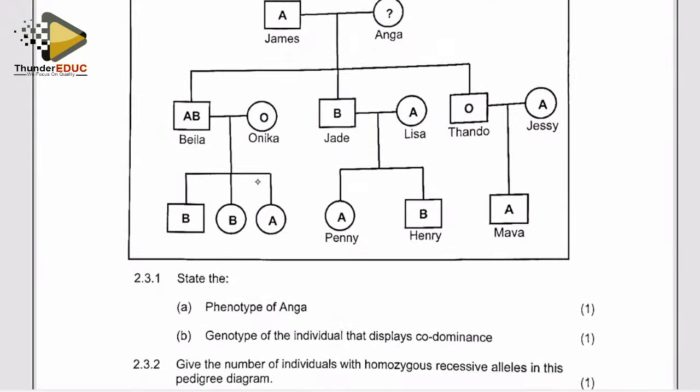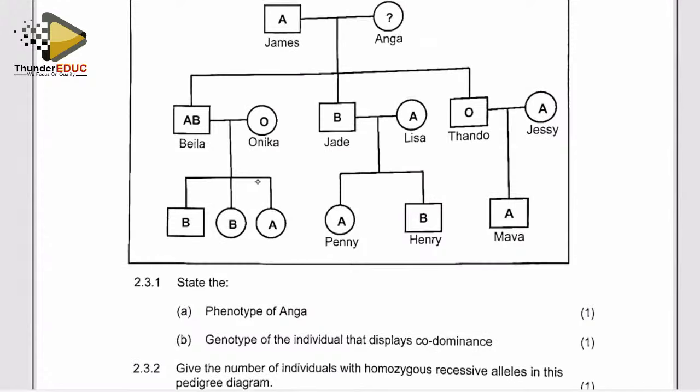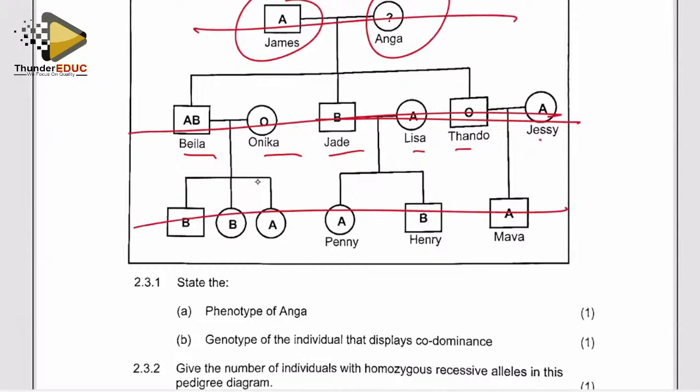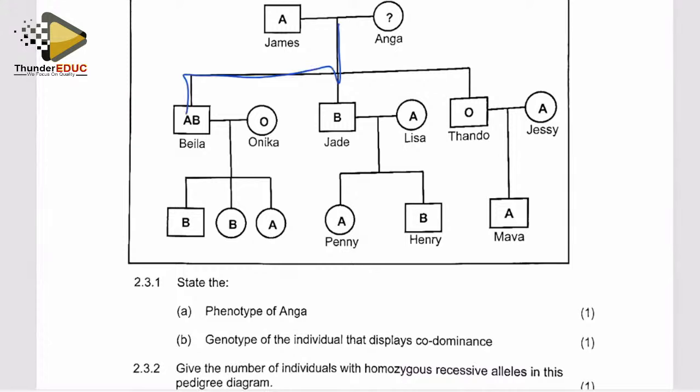And then we are saying that 2.3, they're saying state the phenotype of Anga. Okay, here we are having this and this. So to know the phenotype, you need to know the kids. How many generations? 1, 2, 3. So there are 3 generations. How many kids are there for James and Anga? Is 1, is 2, is 3. Someone is going to ask, how is it 3? Because this shows that it gave rise to that and that and also that. So they just got married to those kids.